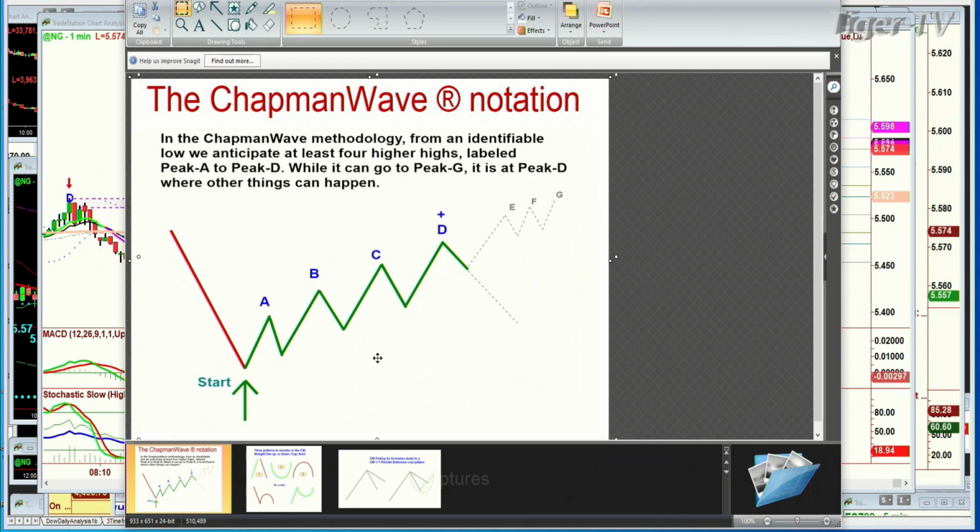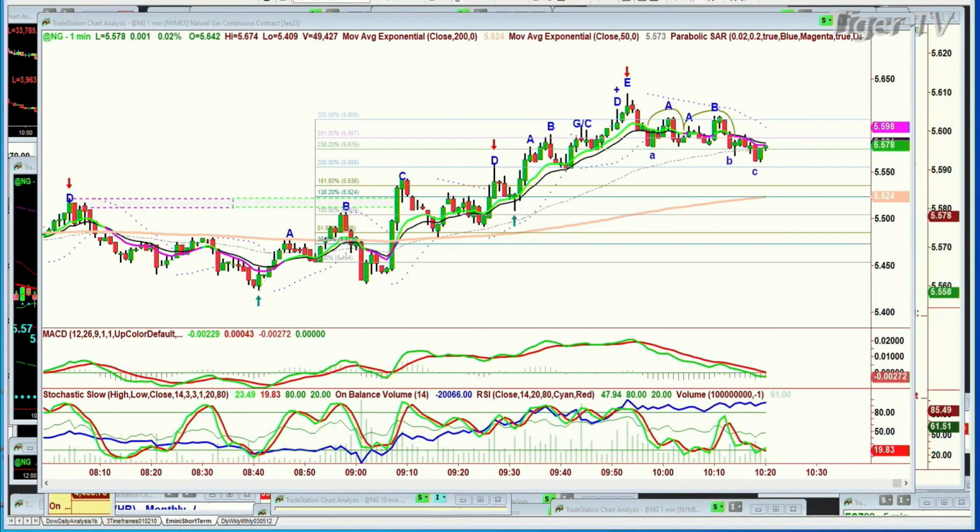Your objective in the Chapman wave is to get from a buy signal upgraded to a buy mode, which says you should go to at least a D. And then other things can happen. There are techniques for that. Sometimes you have to do nothing. You just follow one or two particular technical tools. You're doing nothing but following.